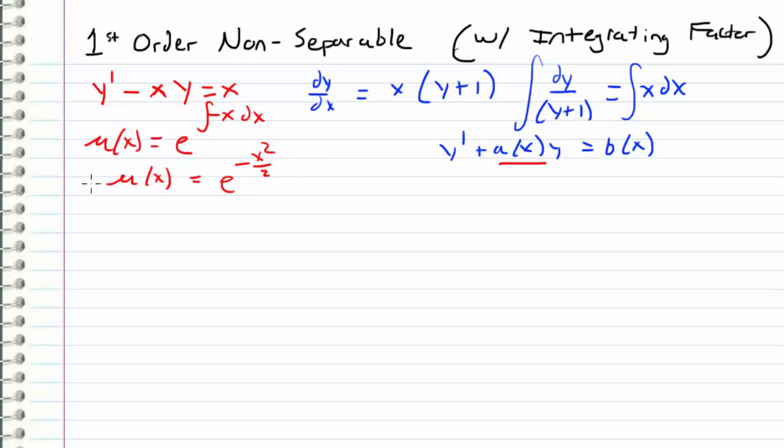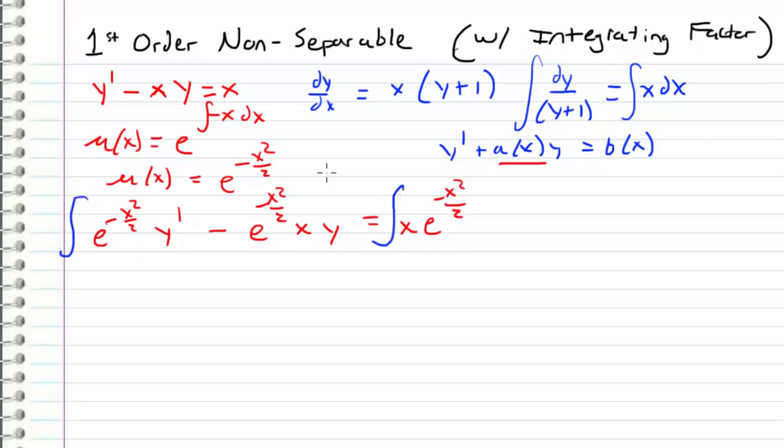So let's go ahead and multiply through our differential equation by this integrating factor. So what we get is e to the negative x squared over 2 times y prime minus e to the negative x squared over 2 times x times y. And this is equal to x e to the negative x squared over 2. So now I can integrate both of these sides. And by taking advantage of the product rule, I don't even have to think about this integral because I know exactly what it's going to evaluate to. This integral is just going to come out to our integrating factor times y, which is y e to the negative x squared over 2.